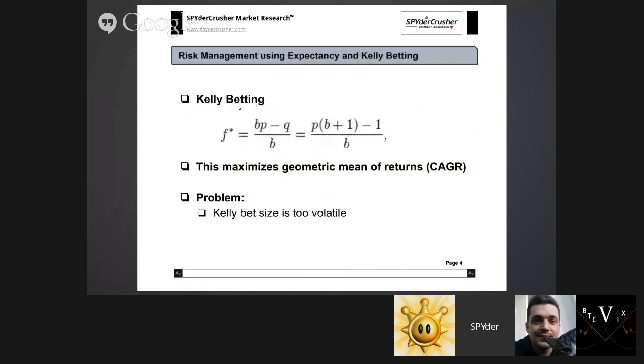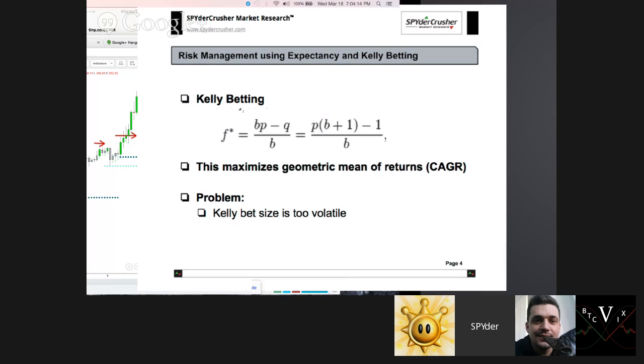So, risk management, expectancy, Kelly betting, complex and disgusting looking math formulas. What does it all mean? Well, fortunately, fellows smarter than I have determined what the most optimal betting strategy is. And the guy who really made this famous, his name is Kelly. And the Kelly betting strategy is essentially the one that maximizes the geometric mean of returns. That's a very fancy way of saying compound annual growth rate.